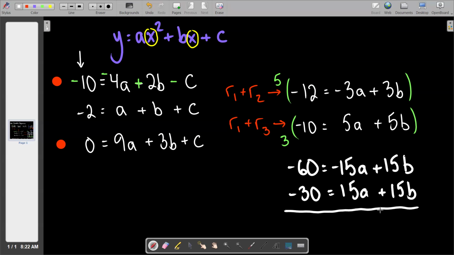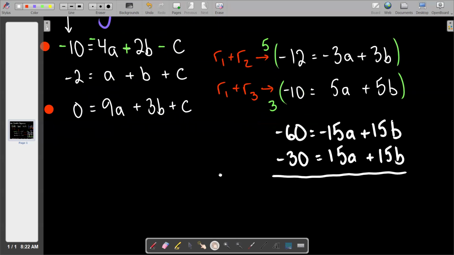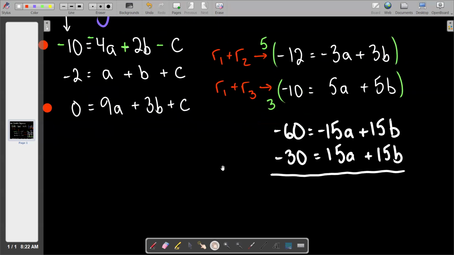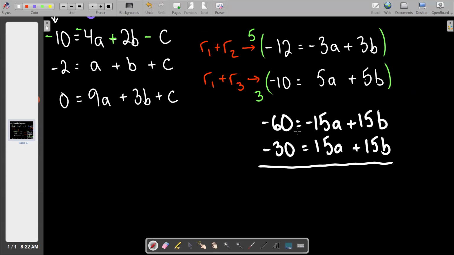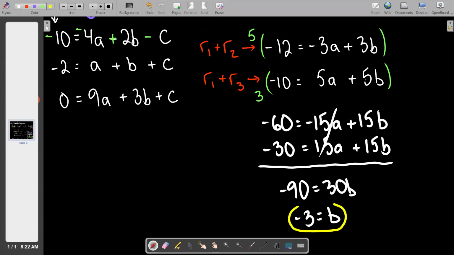And those b's tried to cancel, but they're not going to. So when we add these two equations together, the a's eliminate, and then what are we left with? -90 equals 30b, what's b? Mm-hmm. -3. And I will put a yellow around that. And one down, 2 to go.